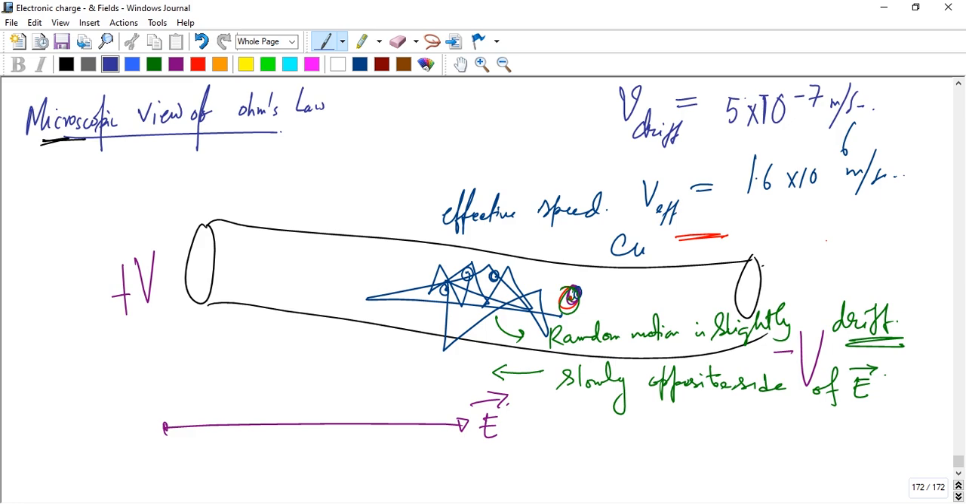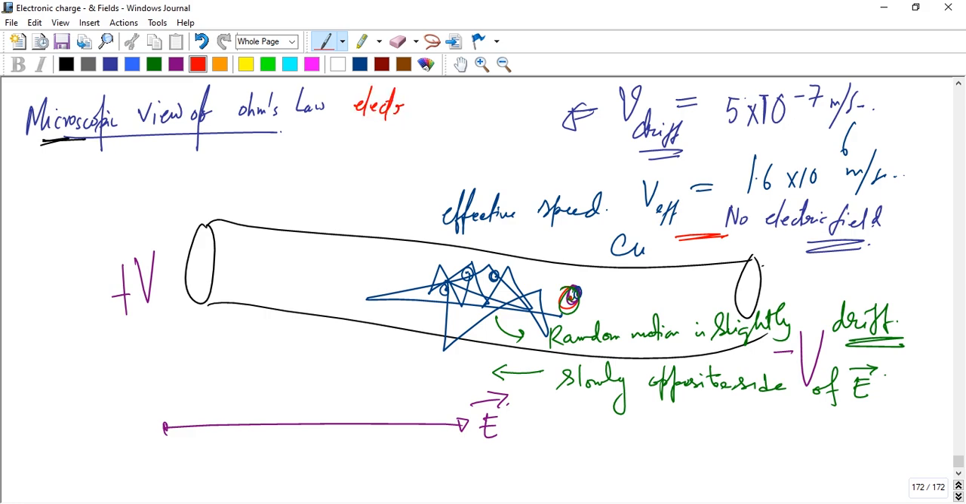Next question: why is the drift very slow and why is the effective speed very fast? Because for the effective speed there is no electric field, no external electric field. But in drift there is an electric field. The atoms in a conductor and the free electrons collide with each other, and the atoms of the conductor are in the applied electric field.